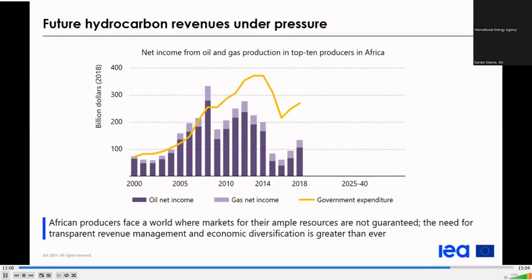What can the future look like? So again, we need to make assumptions, to make different scenarios. Under a stated policy scenario we did last year, we would expect to see, based on the prices and the levels of production, that the top 10 producers in Africa could go back to levels of revenues which are the average of the last decade. But under another scenario of faster energy transition, there would be less demand for oil and gas products, and then there might be less revenues for the key producers.